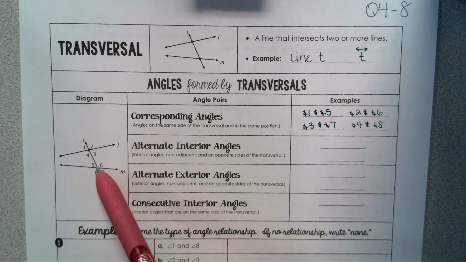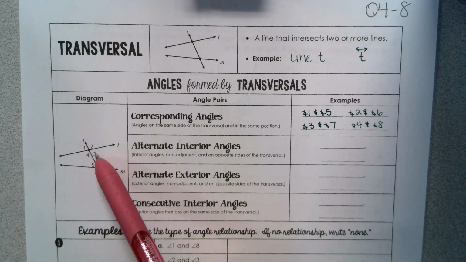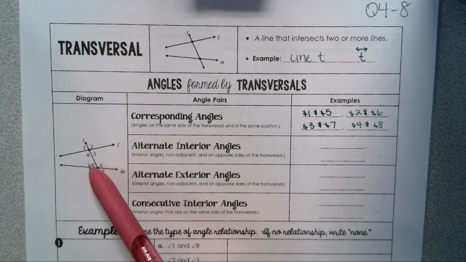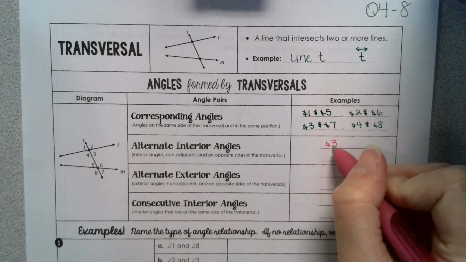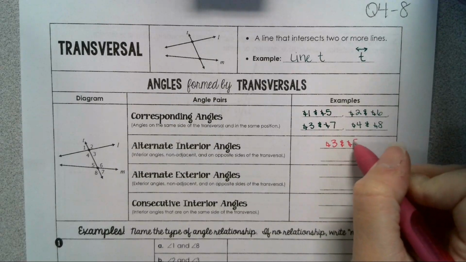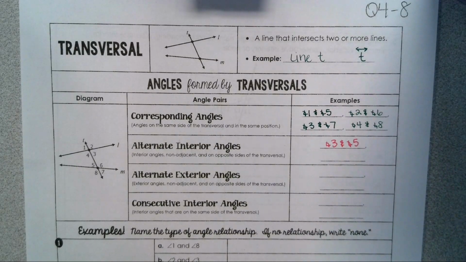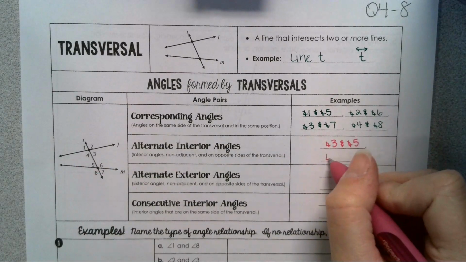So here's my line. If I pick angle 3 first, then the alternate interior angle to angle 3 is going to be angle 5 because they're on opposite sides and they're both inside. So angle 3 and angle 5 are alternate interior. 4 and 6 are also alternate interior angles.